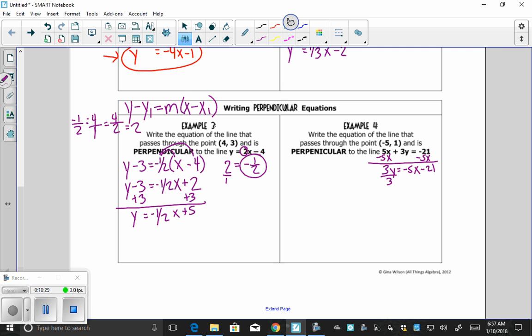Divide by 3. And I get y equals negative 5/3 x minus 7. So if my slope here is negative 5/3, the negative reciprocal is, change the sign so it now becomes positive. Flip the fraction, so now it's 3/5. So my slope that I'm going to use is 3/5.